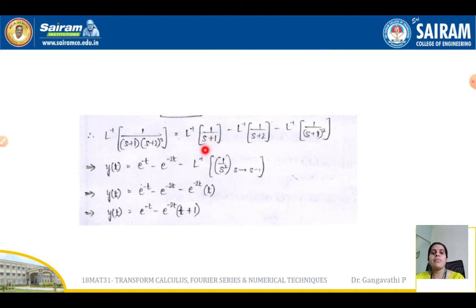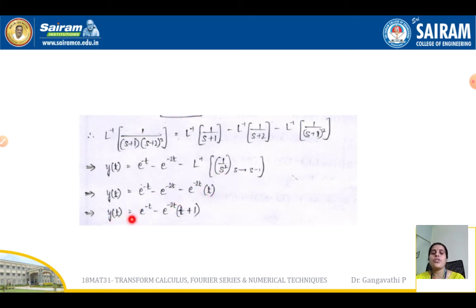And L inverse of 1 by s plus 1 is e power minus t. L inverse of 1 by s plus 2 is e power minus 2t. And L inverse of 1 by s plus 2 the whole square is 1 by s square, where s has been replaced by s plus 2. So it must be e to the power of minus 2t into t. Sorry, make a note of it. And L inverse of 1 by s square is t.